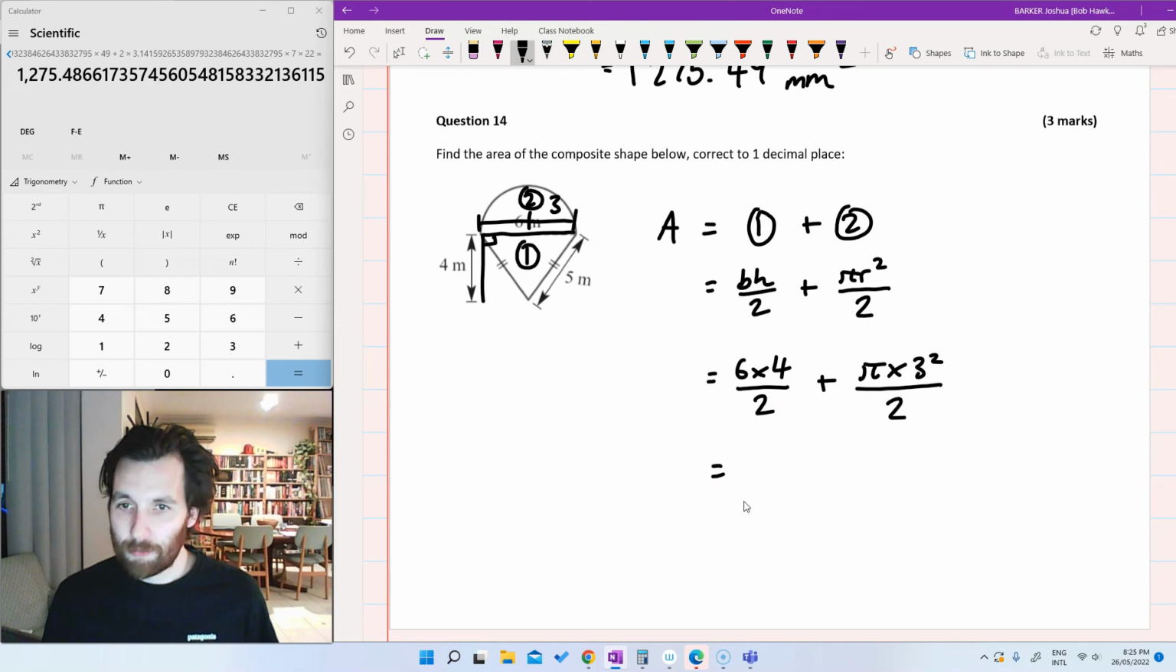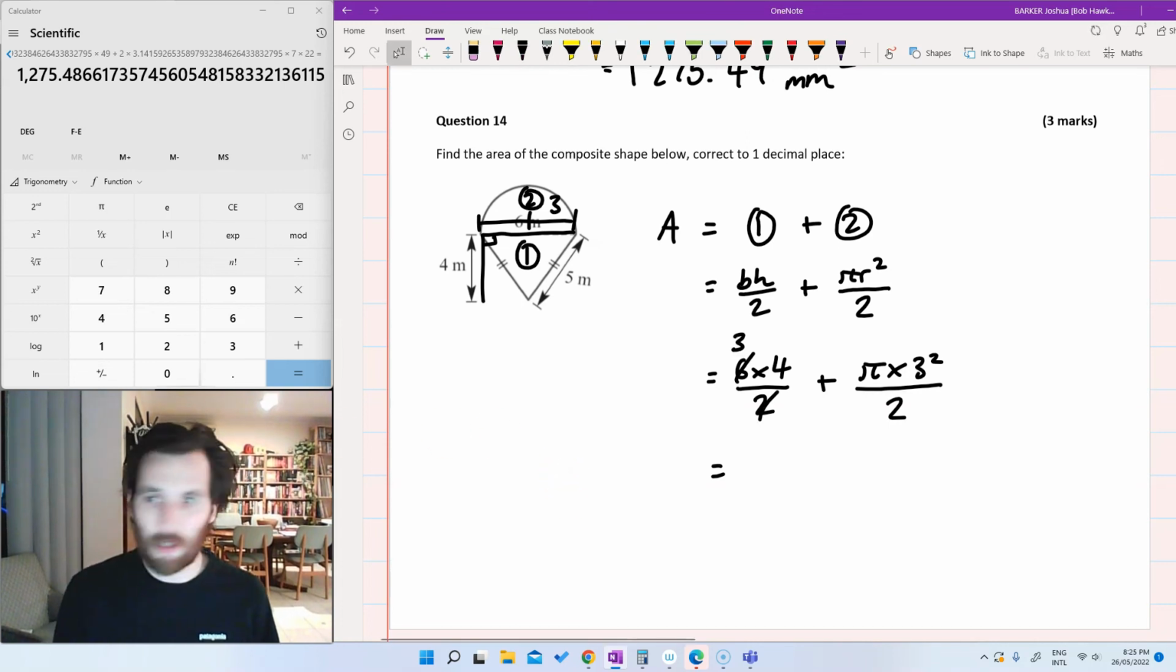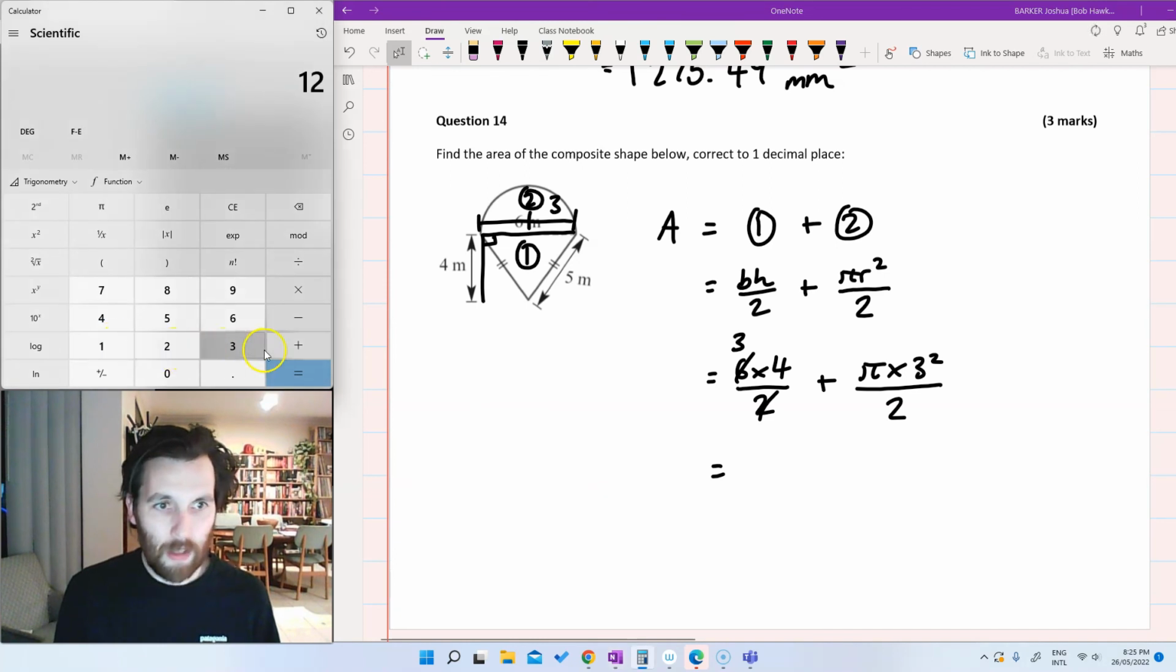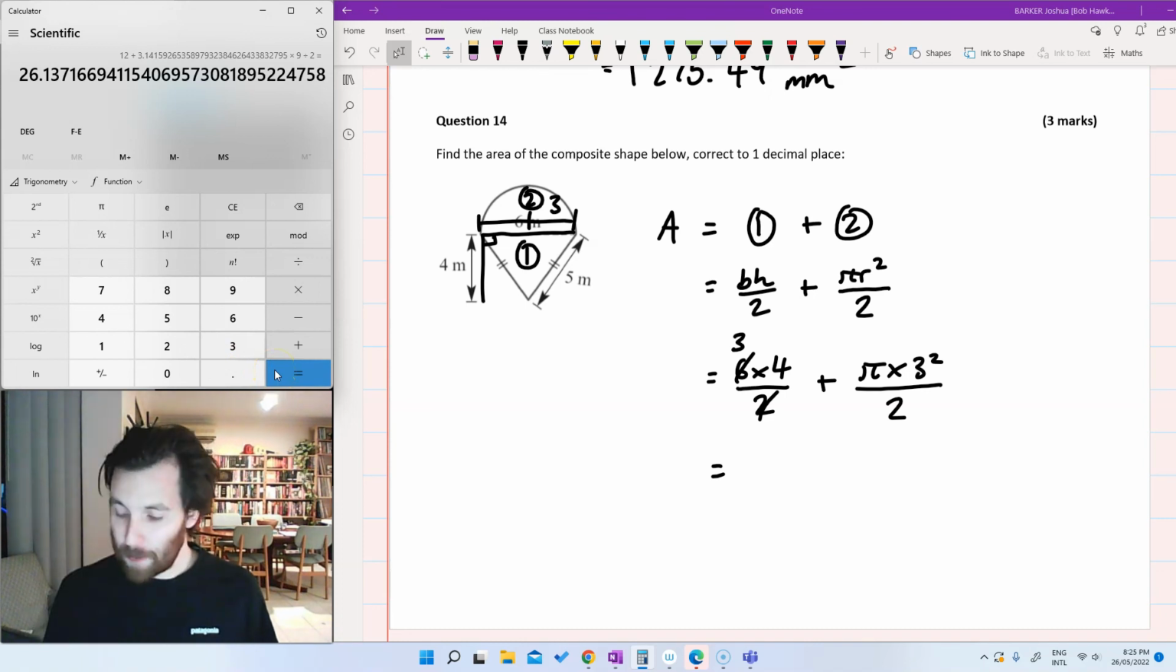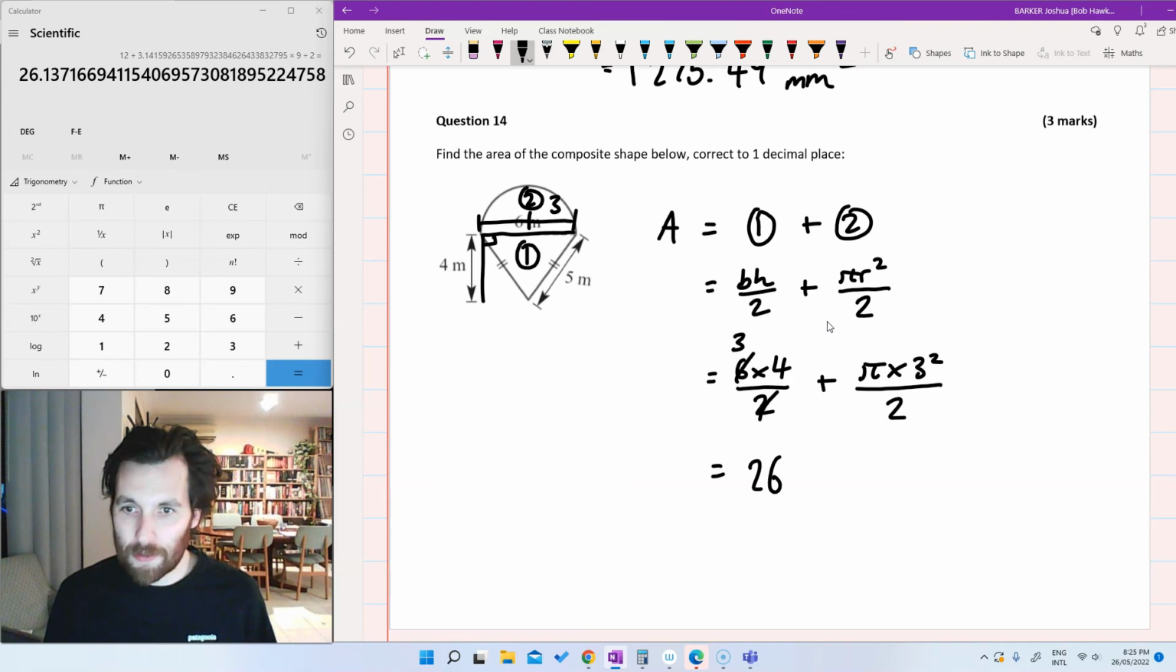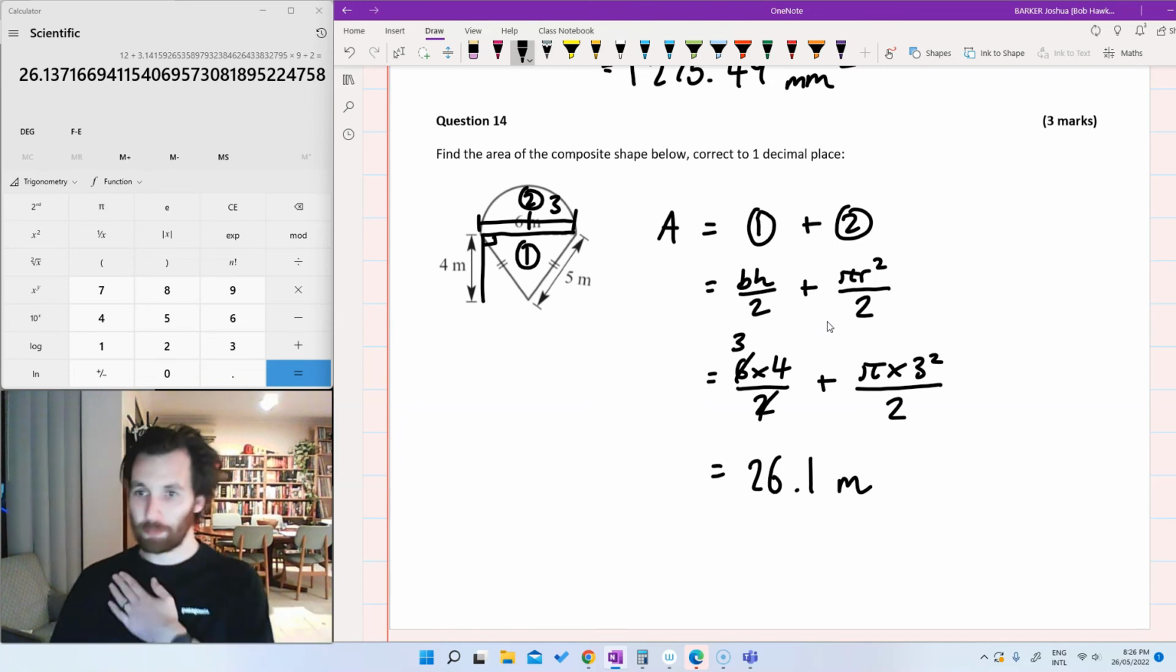Okay, lovely. I'm going to do a little bit of cancelling there. That's 12. That makes the calculator's job slightly easier. 12 plus pi times 3 squared, which is 9, divided by 2. And that has spat out for me 26.1. What are my units? Meters squared for this one.